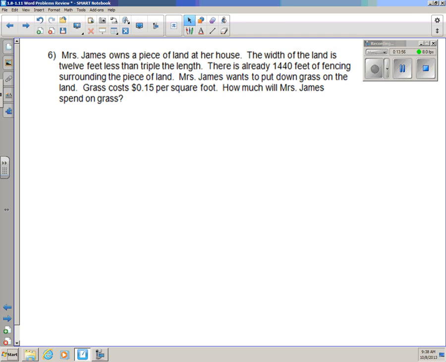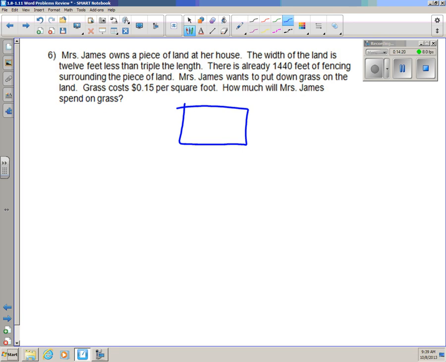Mrs. James owns a piece of land at her house. The width of the land is 12 feet less than triple the length. Let's set that first part because there's a lot more words here. Let's just stop with these first two sentences. So we basically have this piece of land, right? We know least about the length. The width is 12 feet less than triple the length.